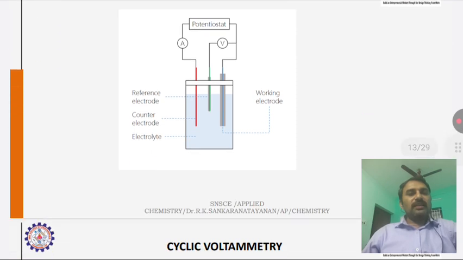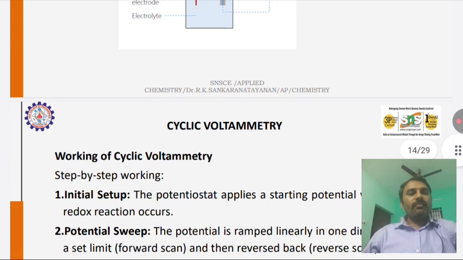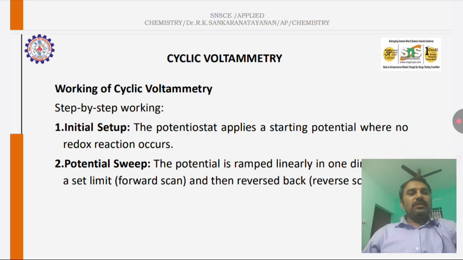So, this is cyclic voltammetry. Here we use 3 electrodes. I already said that we use a potentiostat to measure the current. What is meant by potential? That is the capability of finding the oxidation state, which we have to mention.